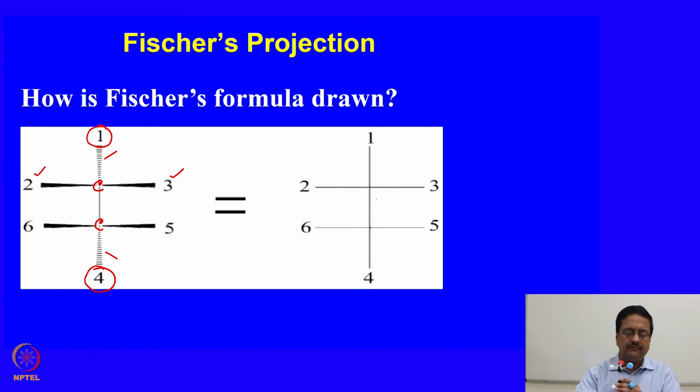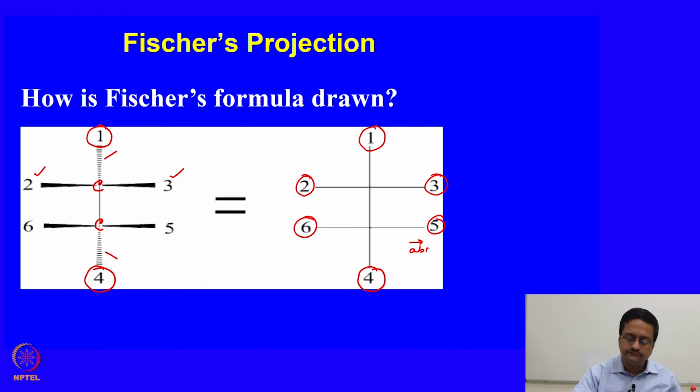So when we have the vertical line, the terminal atoms on the vertical line are below the plane of projection, and the atoms on the horizontal line, or the side atoms on the horizontal line, are above the plane of projection. So this orientation of drawing has to be kept in mind whenever we draw a Fischer projection.